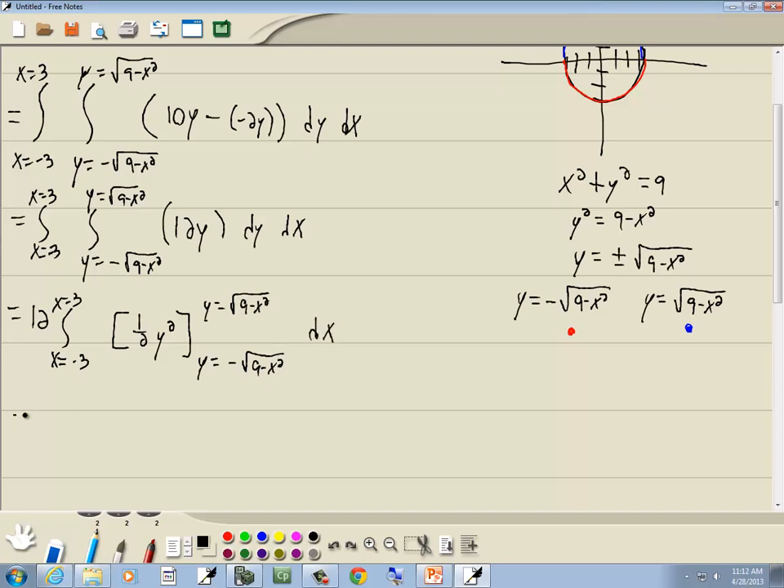The 1/2 I can put clear out in front, so we got 12 times 1/2. And then x is equal to -3 to x is equal to +3. And we'll plug these in. So I'm going to have the square root of 9 minus x squared minus, and then the negative square root of 9 minus x squared.